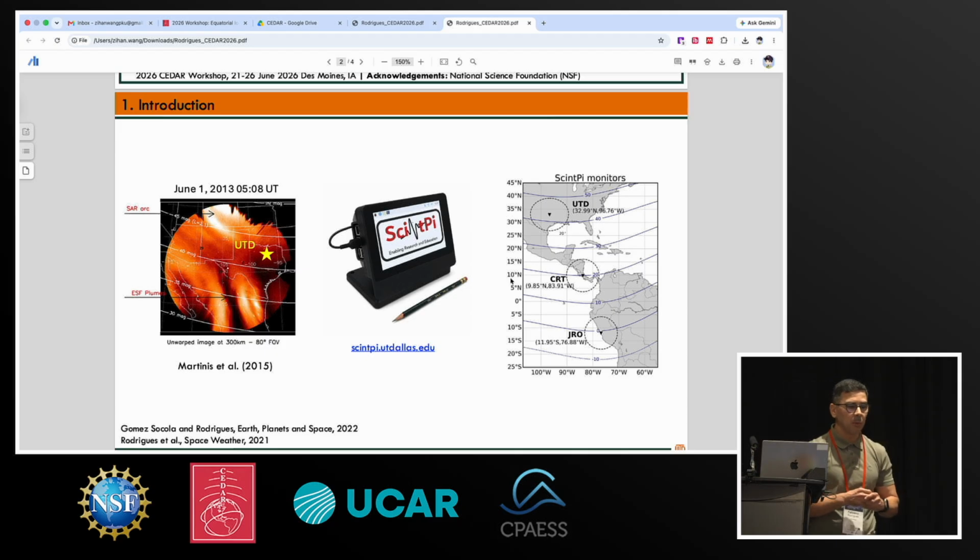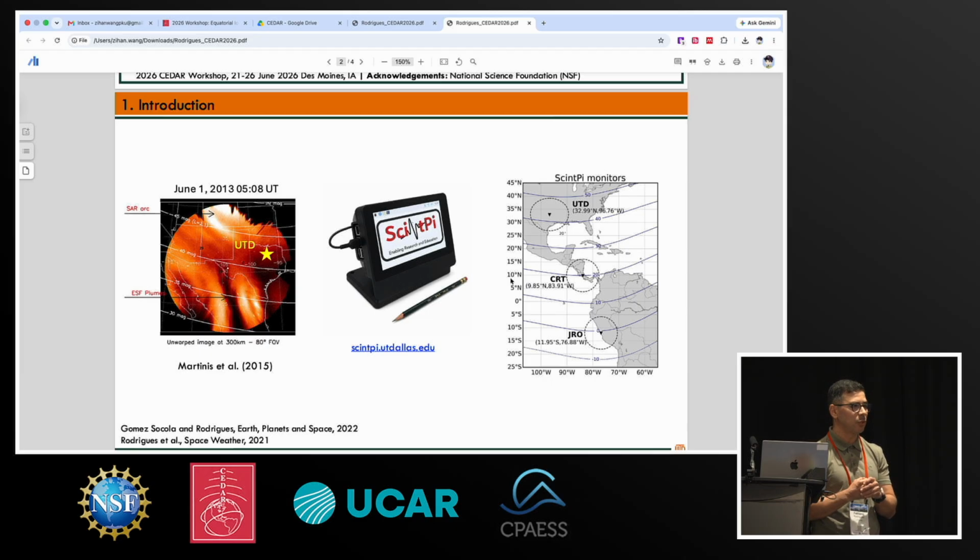So once that got going, then we started distributing them in different places. We have maybe 30 receivers over the globe now. We have 12 receivers over the United States, but I don't have the time to go over the details. I'm just going to focus on measurements made by 3 receivers. That one was deployed at Jicamarca at the magnetic equator, another one in Costa Rica, 20 degrees magnetic latitude, and another one at UT Dallas.